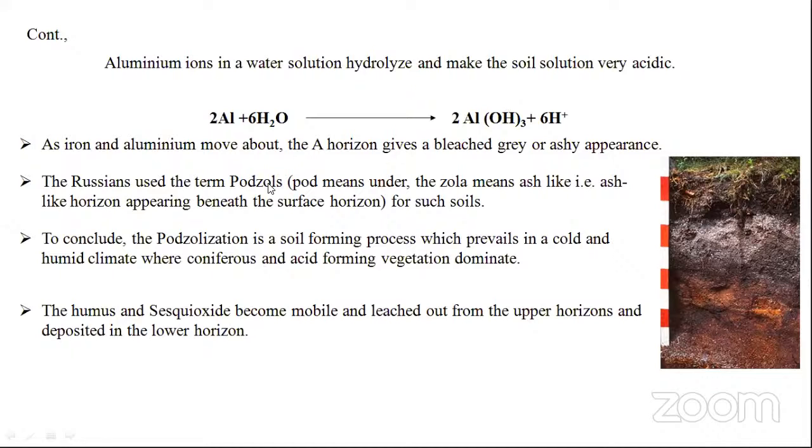What generally happens when iron and aluminum are completely leached out? We can see a grayish layer, a grayish and ashy coating, or sometimes a bleached gray layer. It will look like this, students. If you see this type of layer, we can say those are podzols. Podzol is a Russian word: pod means under, zola means ash. So under ash, it gives an ashy coating on surfaces.